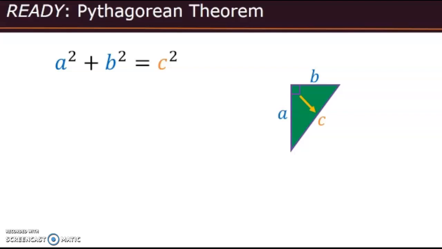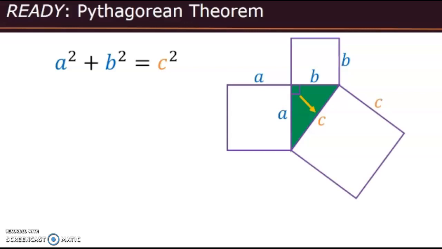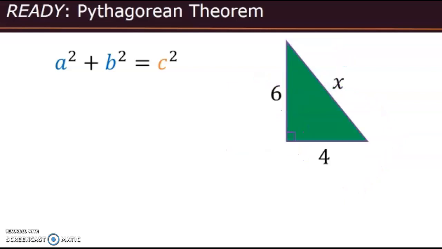Remember that this equation comes from the fact that the sum of the areas of the two squares that have side lengths a and b will equal the area of the square whose side length is c. If we are given two side lengths of a right triangle, we can use this property to find the length of the third side. Let's do an example.